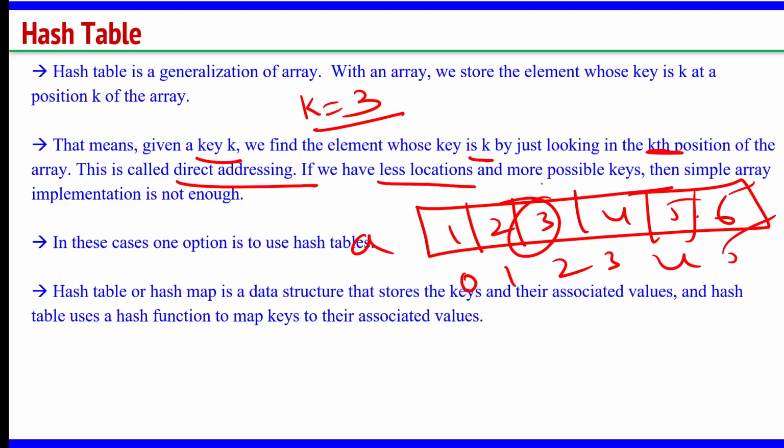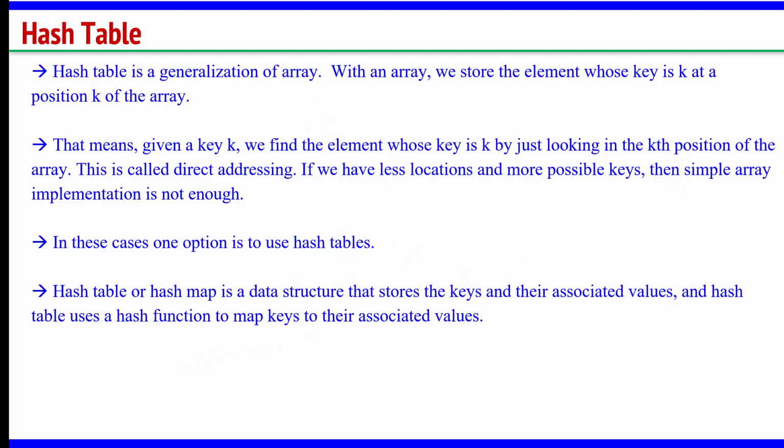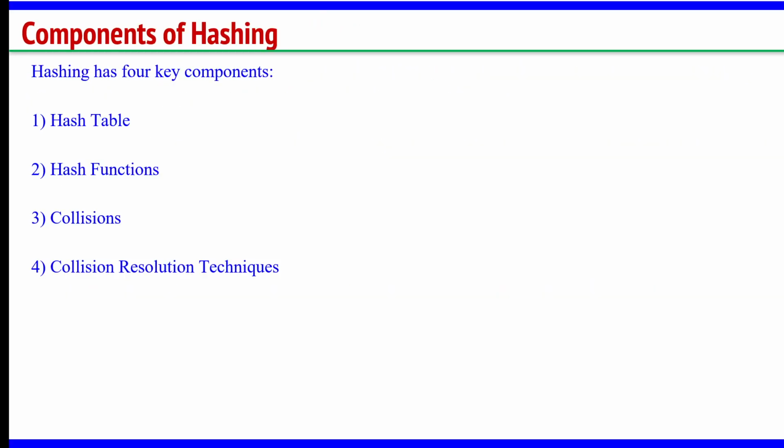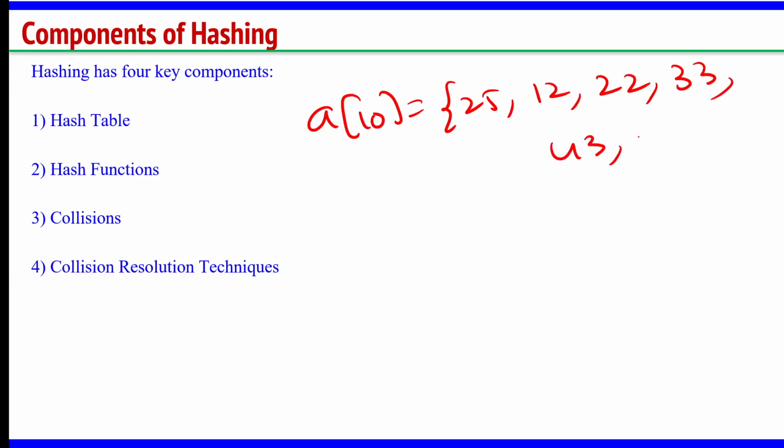If we have fewer locations and more possible keys, then the simple implementation is not enough. So, we have some challenges here. We cannot store elements directly. Let me give an example: I have an array A of size 10 with 25, 12, 22, 33, 43, 56. I have six elements; let me put another one, 15.